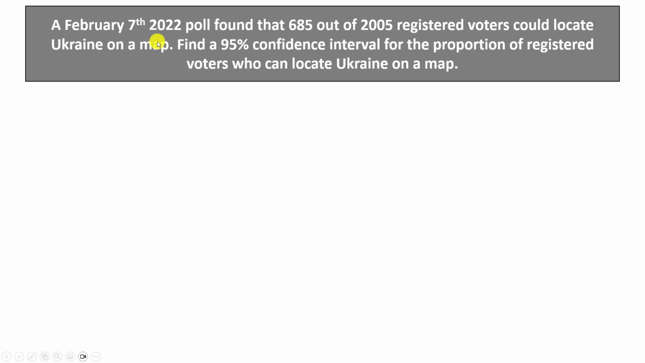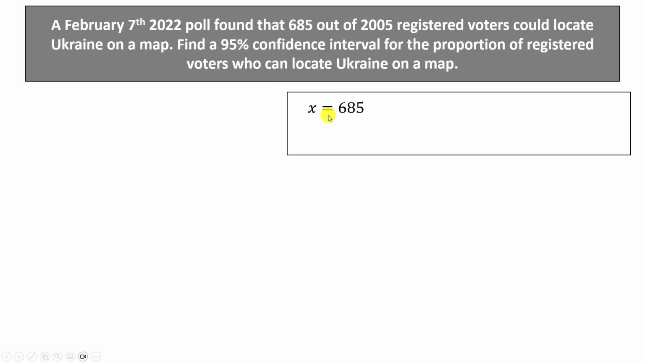A February 7th, 2022 poll found that 685 out of 2005 registered voters could locate Ukraine on a map. We are asked to find a 95% confidence interval for the proportion of registered voters who can locate Ukraine on a map. The first thing you should do is write down all the given information and the symbols that go along with them. The value for 685 is x. This is the number of successes, or number of individuals who could find Ukraine on a map. This was taken out of a sample size of n equals 2005.